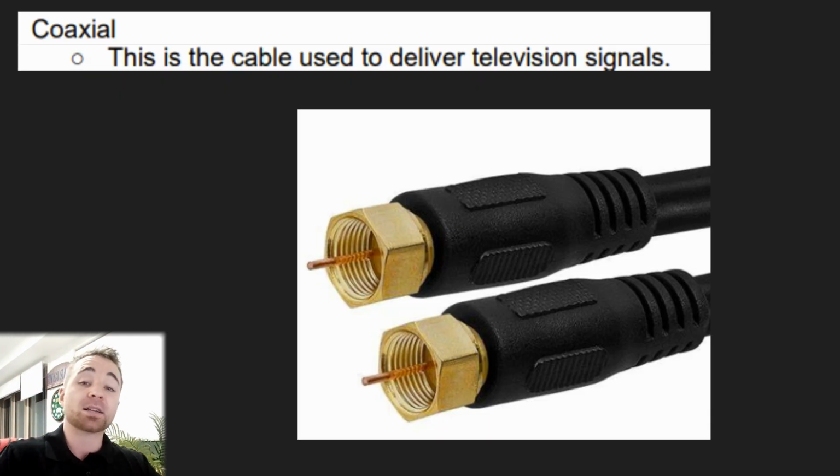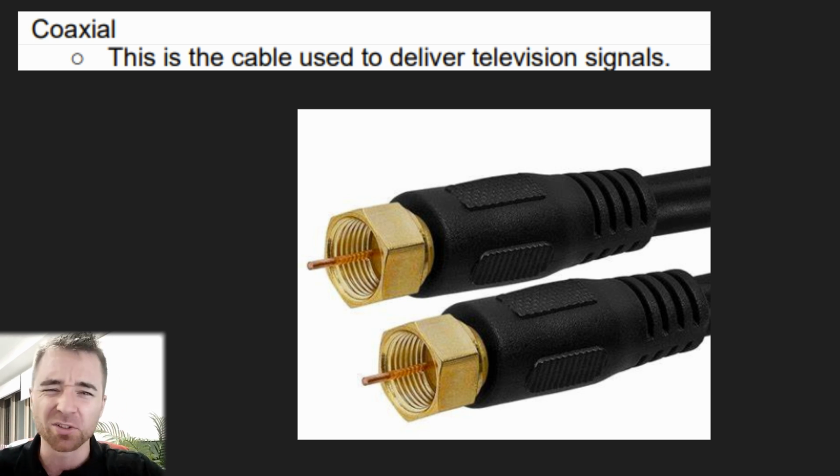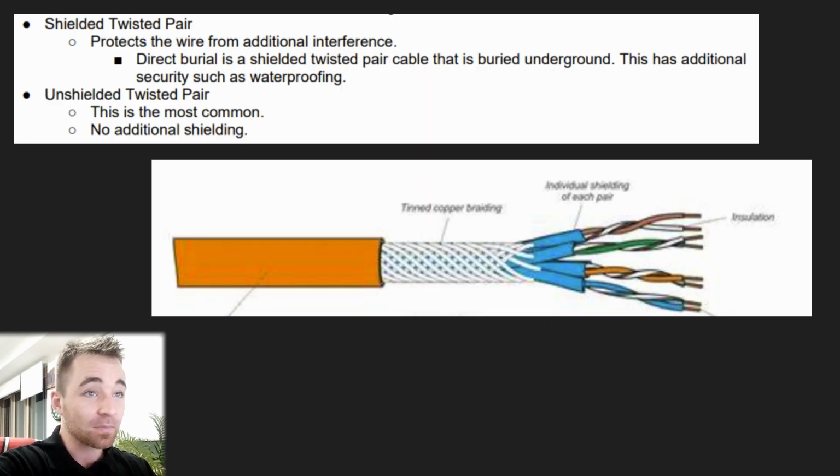Okay, now, coaxial cable is another form of copper cable that you need to know for the exam. A coaxial cable, or a coax cable, is the cable used to deliver television signals, and it looks like this. That's all you need to know, really. It's used to deliver television signals, and it looks like this, the coax cable. There you go, folks. You don't need to delve into any more information than that.